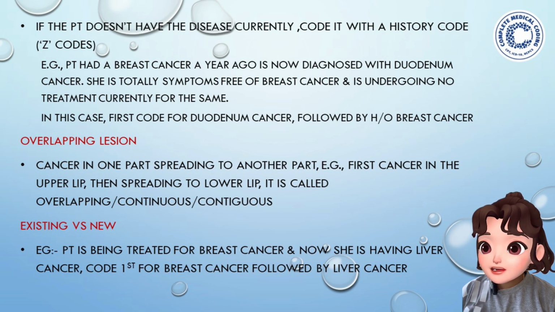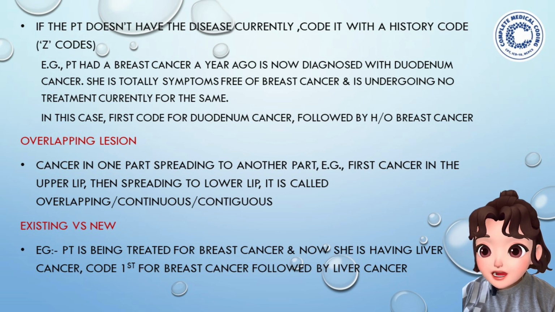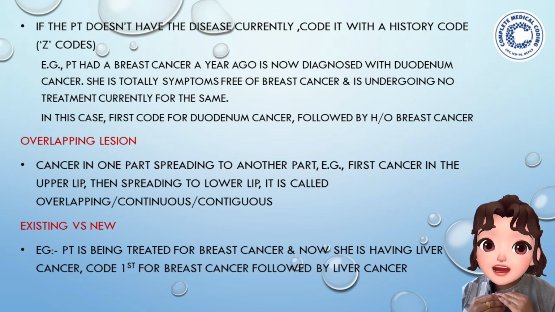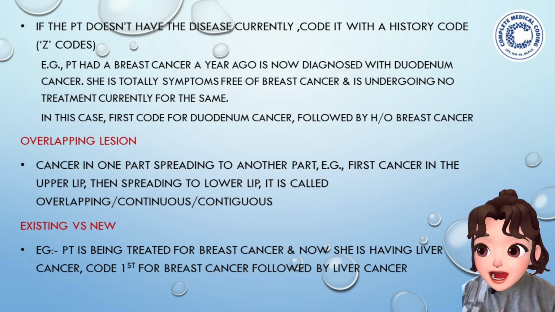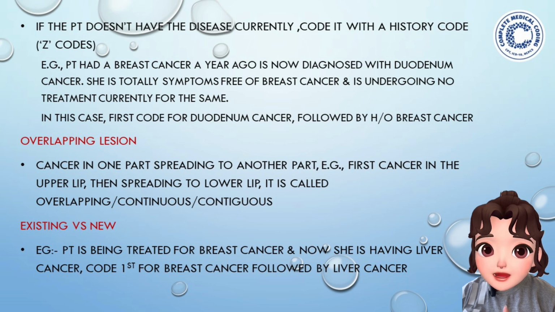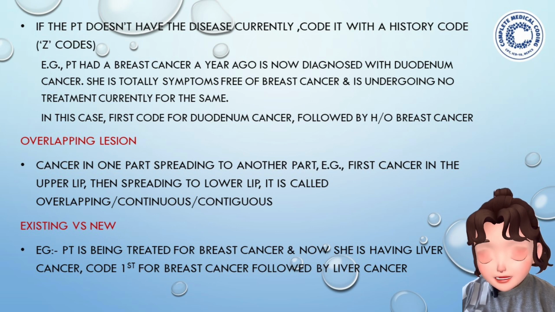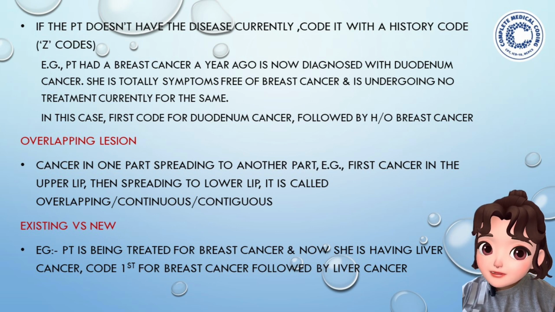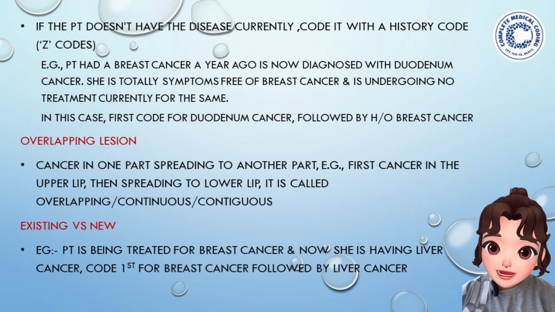Example, patient is being treated for breast cancer and now she is having liver cancer. Code first for breast cancer followed by liver cancer. It means the patient is being treated for breast cancer, meaning the treatment of the breast cancer is still going on, and along with that, she is currently having liver cancer. So in that case, first code for the breast cancer followed by liver cancer.